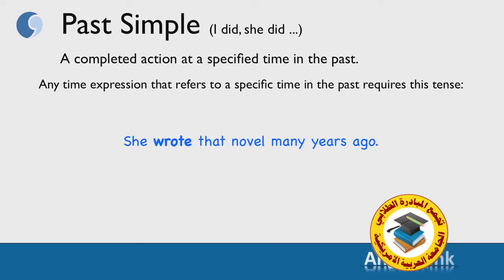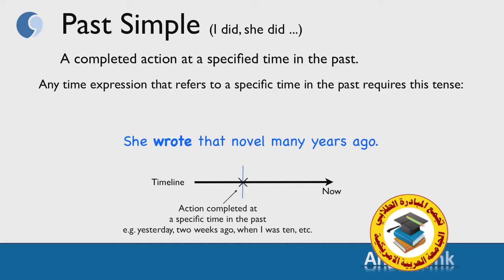Let's look at the timeline. She wrote that novel many years ago, or yesterday, or 2 weeks ago, or when I was 10. You have a specified time in the past.